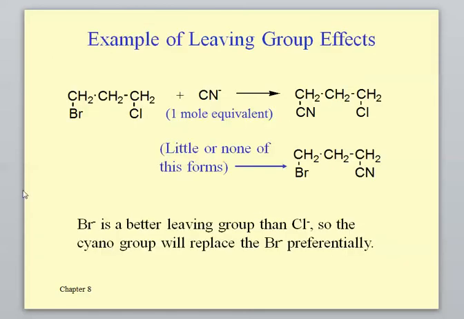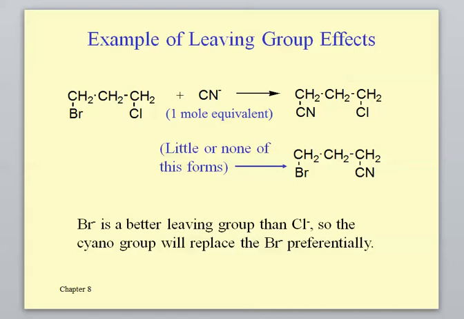So for example, in this slide, you can see that we've got a substrate that has both bromine and chlorine. I guess we'd call it 1-bromo-3-chloropropane. And if you react it with a nucleophile like CN, cyanide, and the 1 mole equivalent means you're only adding enough cyanide to replace one or the other, but not both of the halogens. And so the product, the major product, is the one in which you've replaced the bromine because it's a better leaving atom than chlorine.